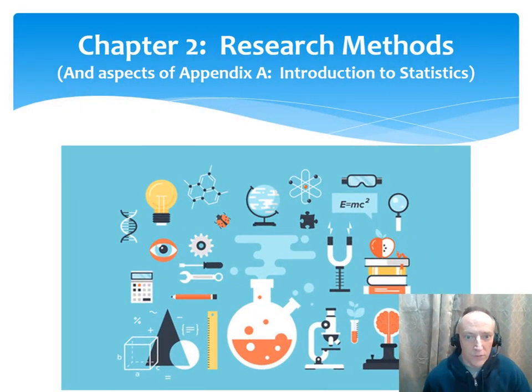All right, so welcome to Chapter 2, where we're going to learn about research methods. So in Chapter 1, we learned that psychology is a scientific study of human behavior and mental processes. So in this chapter, we're going to learn, well, just how is it studied? What are those research methods? We're also going to be addressing parts of Appendix A, just introducing you a bit to statistics, not much, but we need to have an understanding of how some of these research results are summarized and presented.